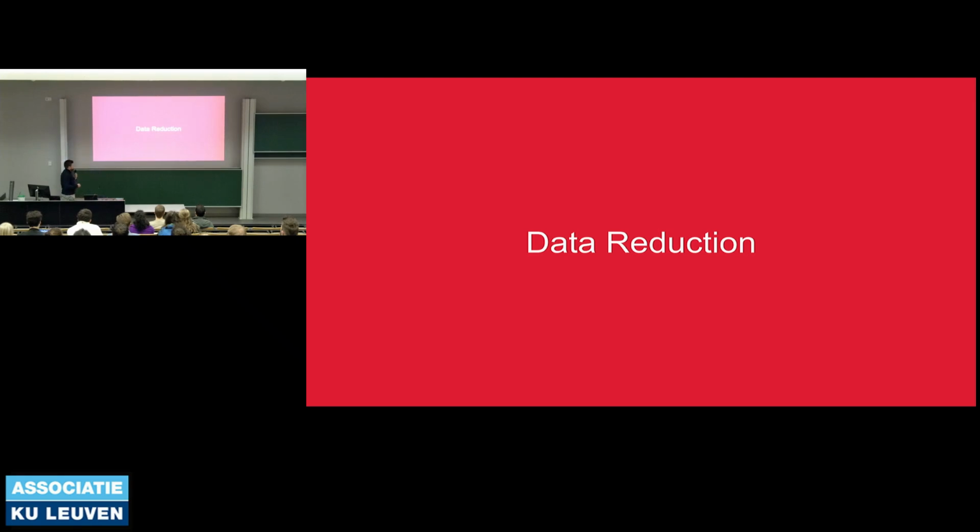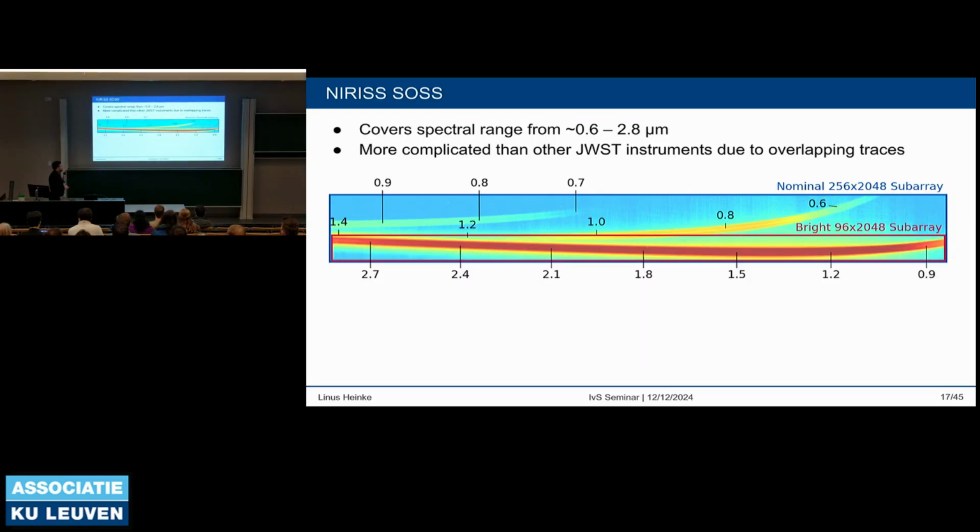Talking about data reduction, as I said, I worked on the NIRISS SOSS data, which is the one that covers the shortest wavelength range, from 0.6 to 2.8 microns. It's a bit more complicated than other JWST instruments due to overlapping traces. So we have these multiple spectral orders. We're interested mainly in the first one, which is the strongest one. And then the second one is also interesting because we can extend to the shortest wavelengths, to 0.6 micron. And then it's also slitless, so we can have contamination from other sources, which is something that is sometimes harder to deal with.